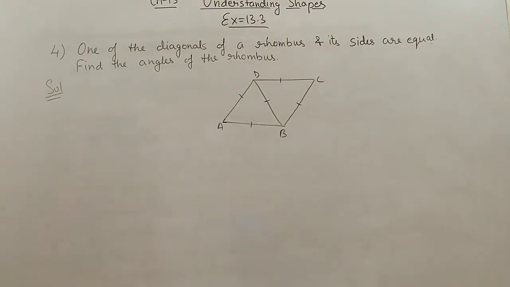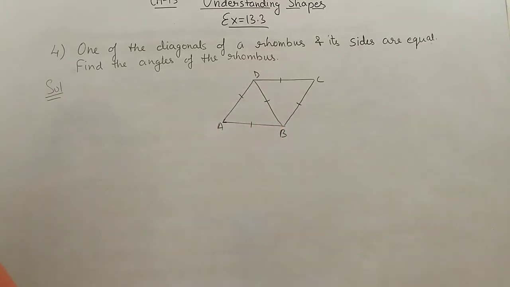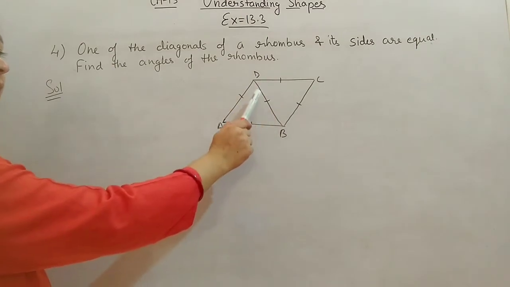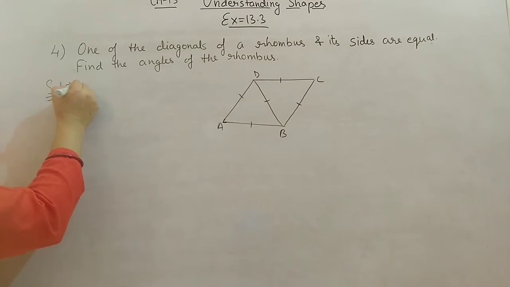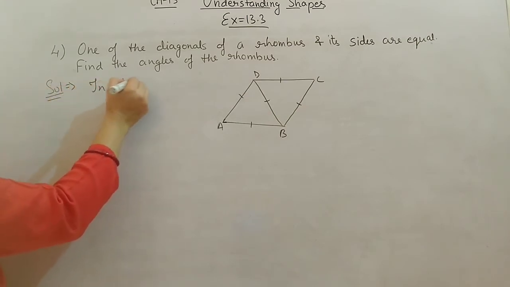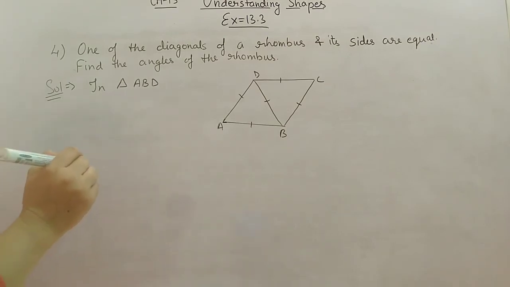Next, question number 4. One of the diagonals of a rhombus and its sides are equal. Find the angles. So here we have a rhombus ABCD, and what is given in the question? All the four sides are equal and one diagonal is equal. So suppose this BD diagonal is equal to the side. So if you take only this triangle, in triangle ABD, this is an equilateral triangle.